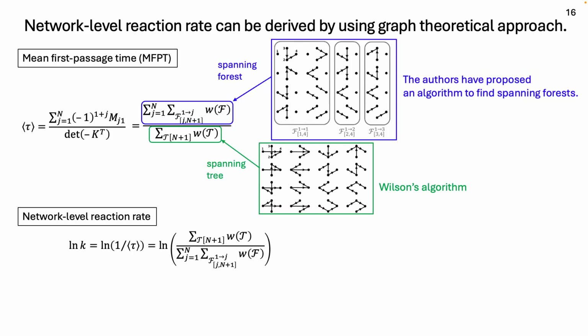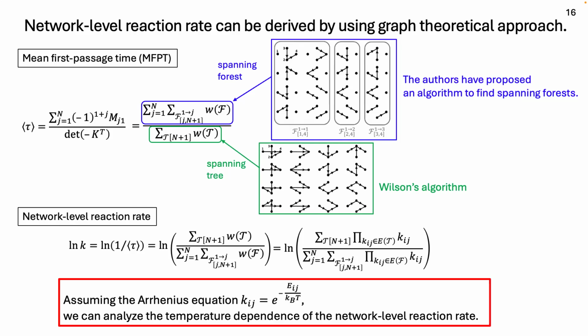And then network level reaction rate is 1 over mean first passage time. So the definition of W is where the summation of product of reaction rates. And then, assuming the Arrhenius equation, we can analyze the temperature dependence of the network level reaction.